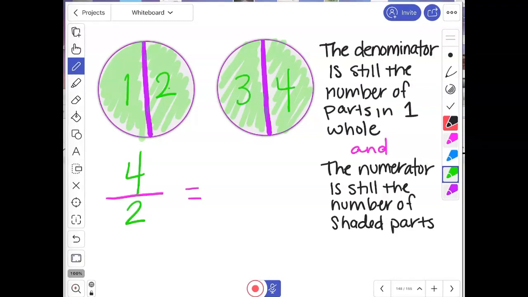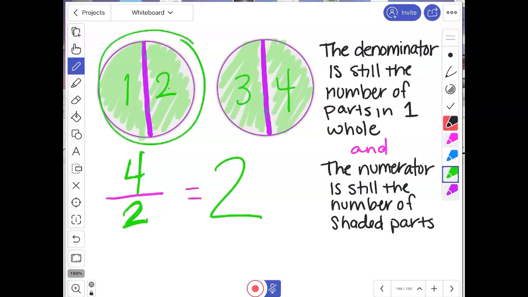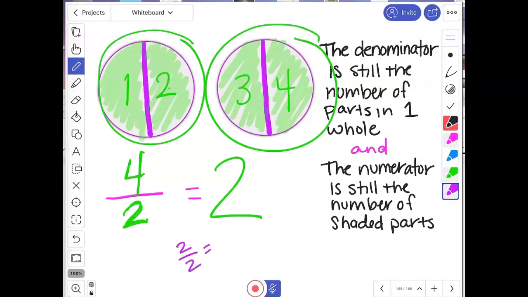But we also can see from the picture that we have 2 whole cookies. Do you see that? We've got 4 shaded parts in cookies that are cut into 2 parts. But if we just put it all together, we see that we've got 1 cookie and another cookie. So that equals 2. Do you remember in, I think it was the first video, when I said that there's a common misconception going around that 2 over 2 equals 2, and I told you that that's not true at all? 2 over 2 equals 1. That's because 4 over 2 equals 2.